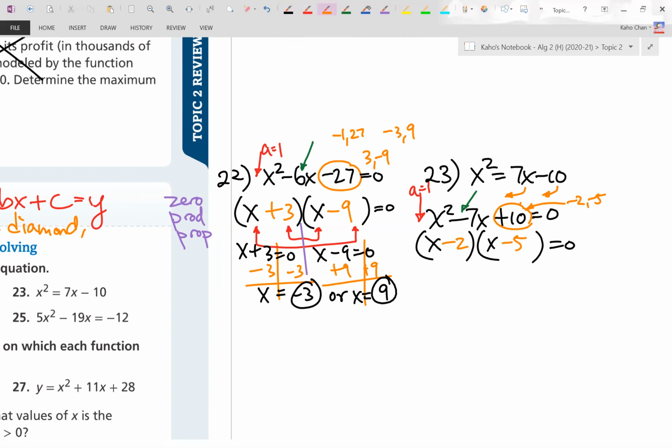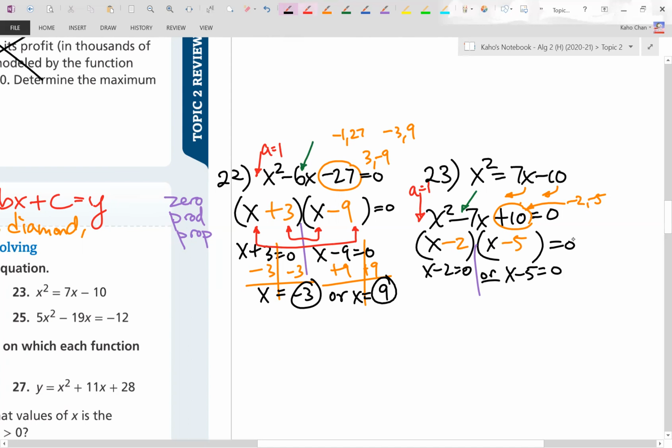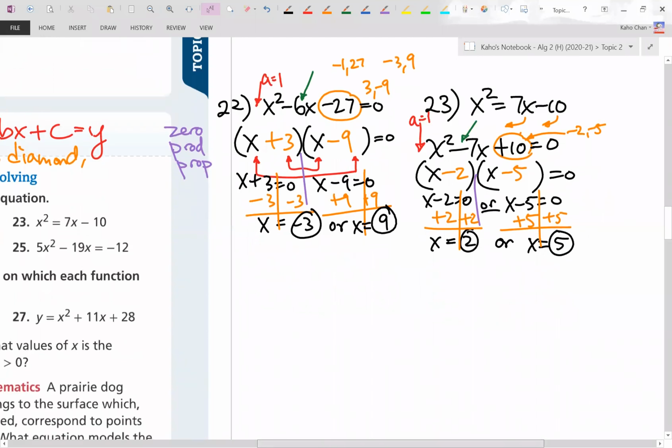Yay. Using the zero product property, split them up and solve. X minus 2 equals 0, or x minus 5 equals 0. Add 2, add 5, and we have two answers. X equals 2, or x equals 5. How are we doing? Sound good? Okay, any questions? Let's take a look at number 24.